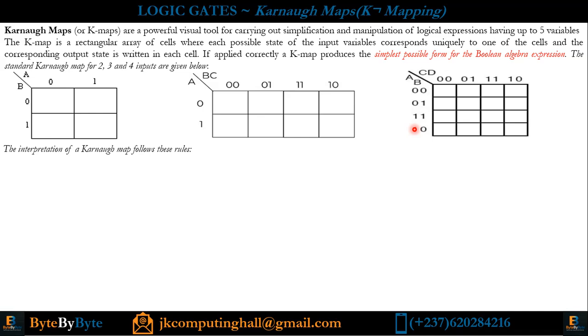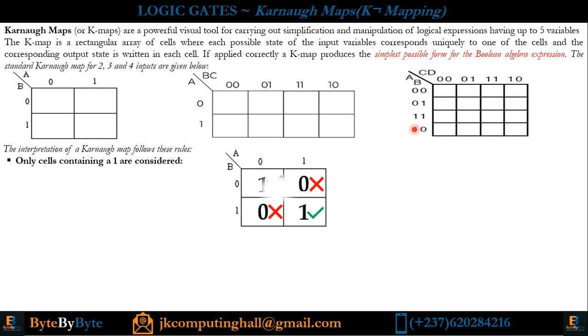The interpretation of a K-map follows these rules. Only cells containing ones are considered. Very, very important. When we shall be seeing the K-map, we shall consider the cells only where 1. We shall consider the cells containing the value 1. Next, as you can see, if I have this particular case, I am going to consider only this cell and this cell, because these are the only cells where we have a 1, whereas here we have a 0. So we are not going to consider these particular cases.